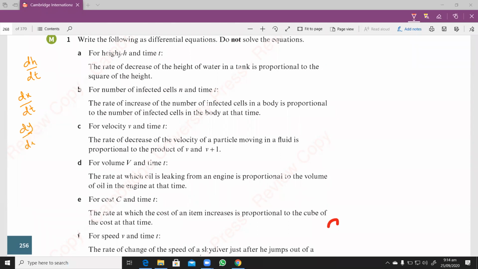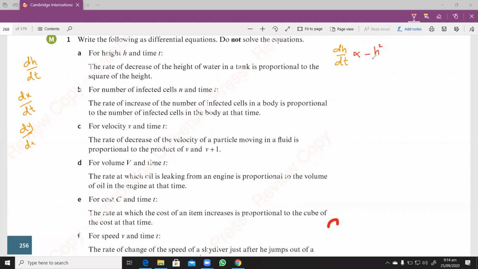Okay? So now it says the rate of decrease of height of water. So that is dh by dt. And it says it is proportional to the square of the height. So I have to use the sign of proportionality over here, and that is minus h square. So you will start writing it like this: dh by dt is proportional to minus h square.